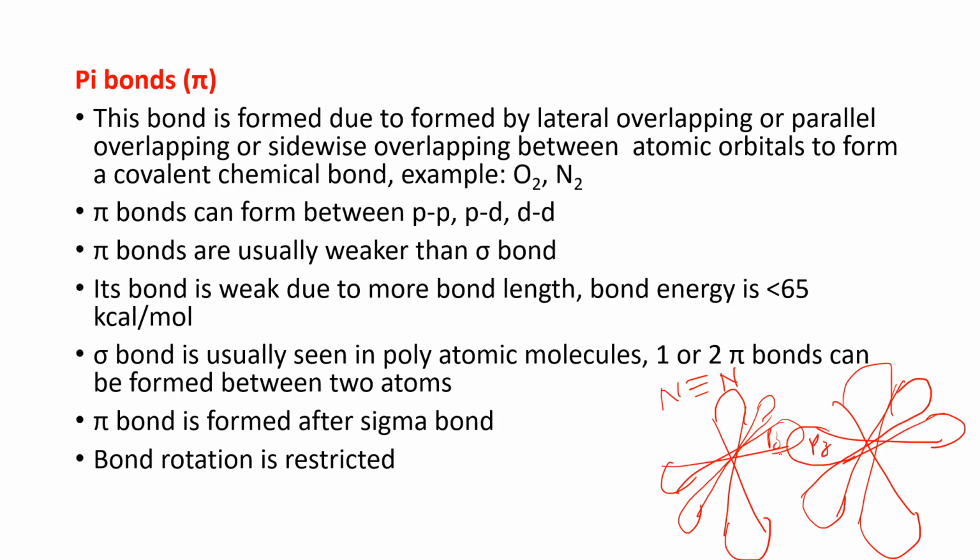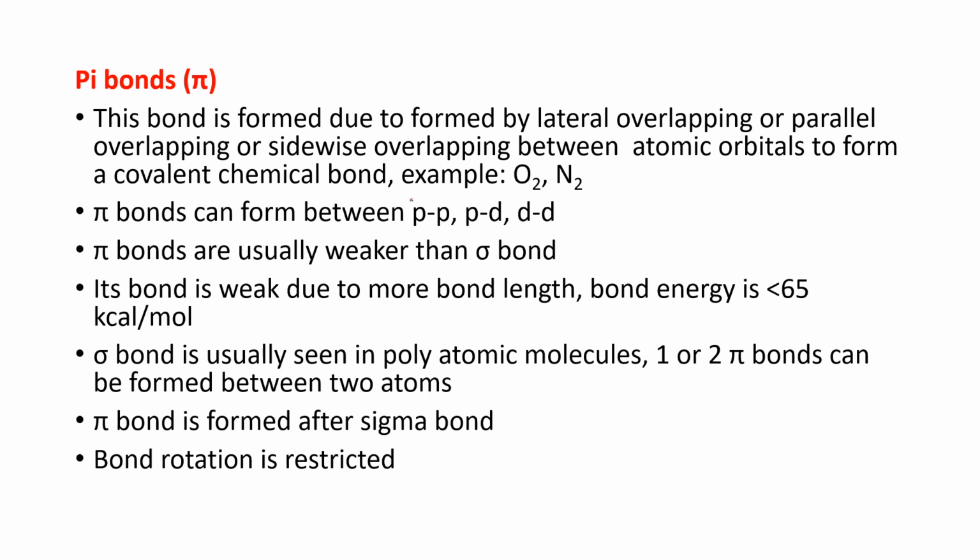pz. Remember, the first bond formed will be the sigma bond. After formation of the sigma bond, you can see the py. Here the py and py bond will be formed, leading to the formation of a pi bond. The pi bond will be formed by the py and also the py. So next will be the px and px. Here you can see the px and px leading to the formation of a pi bond only. So this is a structure that you can see in this way.